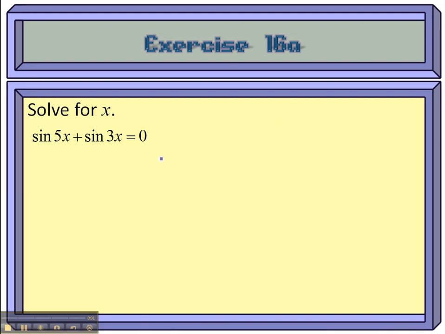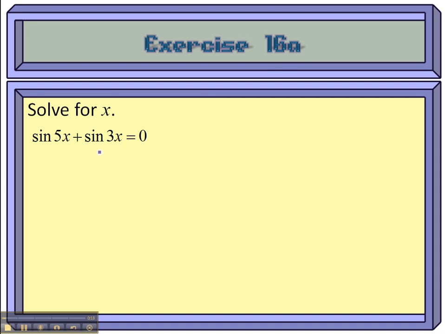You're about to see how to use some sum to product formulas to solve a trig equation. So it's like exercise 16a. What we're going to do is solve for x. I have sine 5x plus sine 3x equals 0.